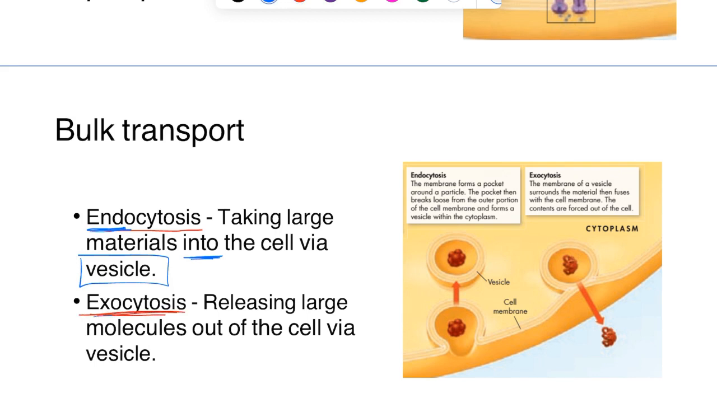And in exocytosis, this is how we release large molecules out of the cell, again, using a vesicle. And we showed exocytosis when we were following that path of the protein from the ribosome to the rough endoplasmic reticulum to the Golgi body and eventually out of the cell. Exocytosis was a way that the cell does this.